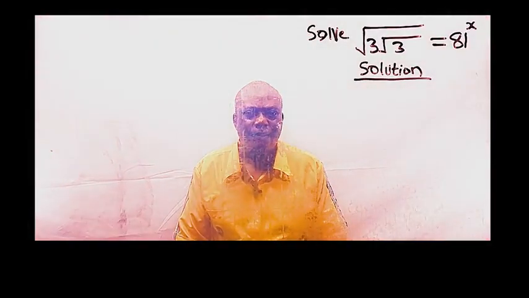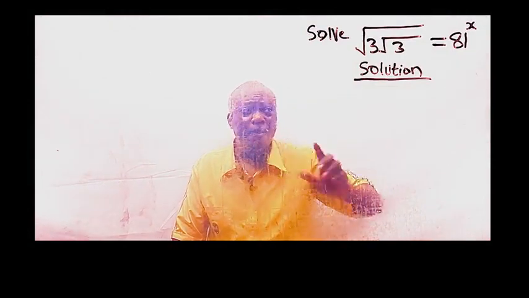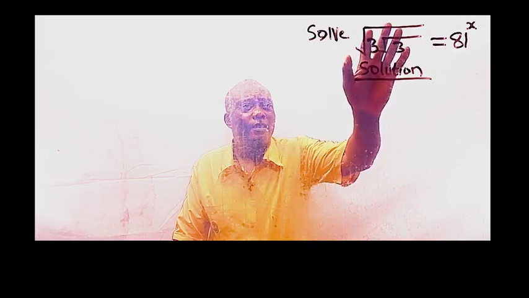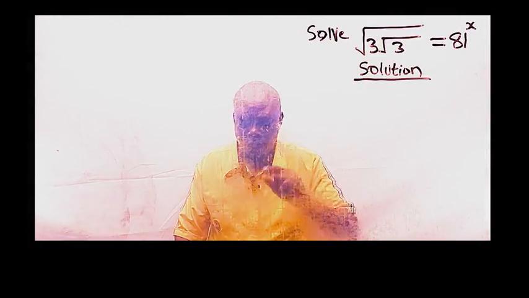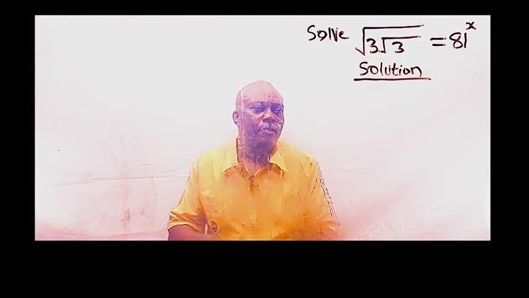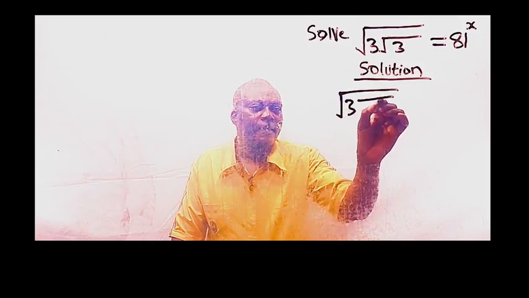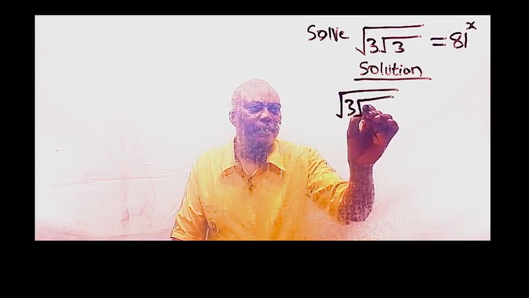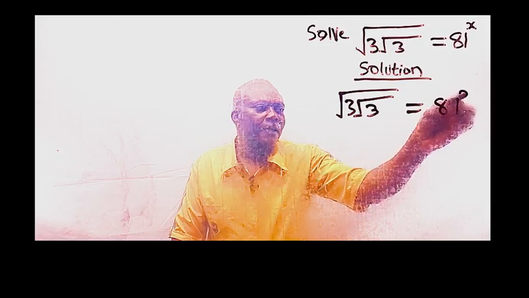How do you solve this next equation? Observe. To solve it, first of all, you have to do away with this radical, this root, and this root. Follow this video to the end and see how it is dealt with. So, as it is here, 3 root 3 and also root 3 equals 81 to the power x.